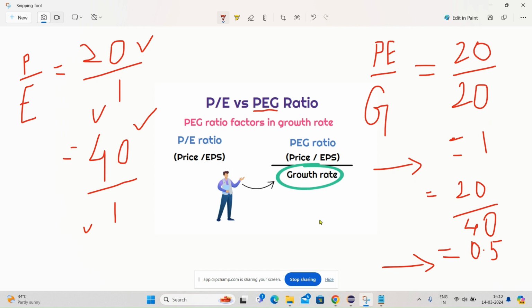So in order to say a company is having a fairly valued PEG, we can say the value should be 1. This is again a random number just for our understanding, and we can practice as and when we go further. So anything less than 1 is undervalued. Anything greater than 1 is overvalued.